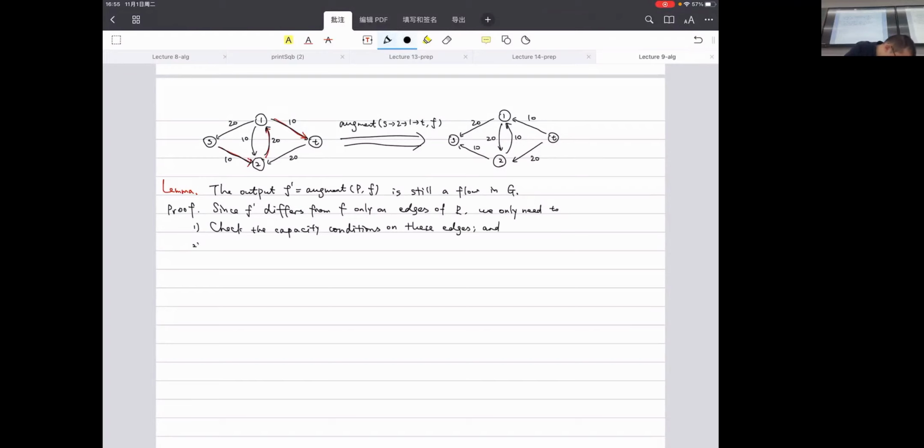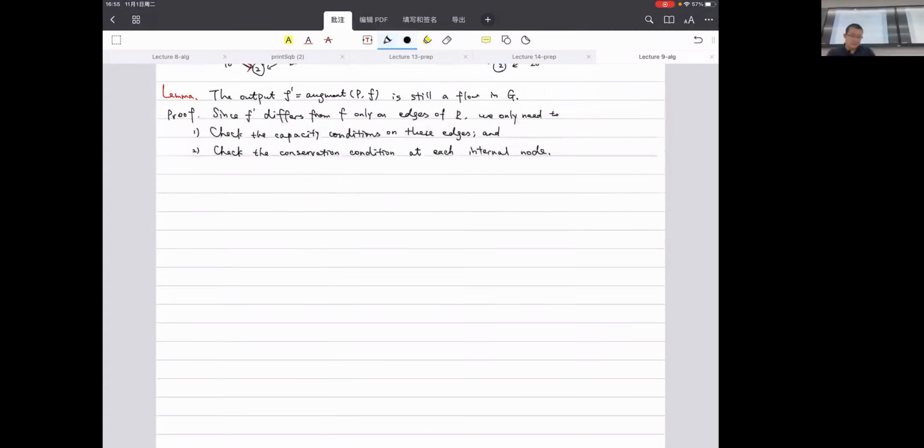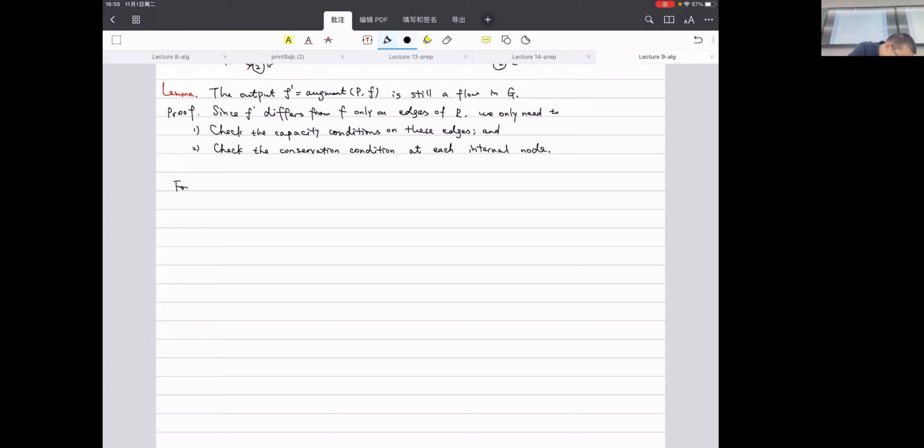And check the conservation condition at each internal node. So let's check these two conditions one by one. For the first thing, we need to check the capacity condition on these edges. Let UV be an edge of P.